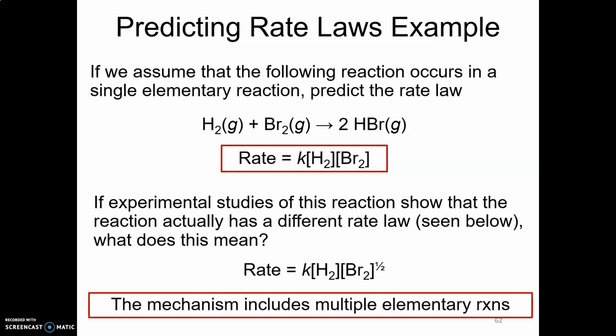You have no clue how many steps it is, but you know it has to be a mechanism, and it cannot occur in a single step, because what you predicted off the coefficients doesn't line up with the experiment. It's not a one step, it's not an elementary reaction. So we could have anywhere from 2 to whatever number of steps. There's really no way to predict the number of steps. Probably not that many in this case, but nonetheless, not a single elementary step.